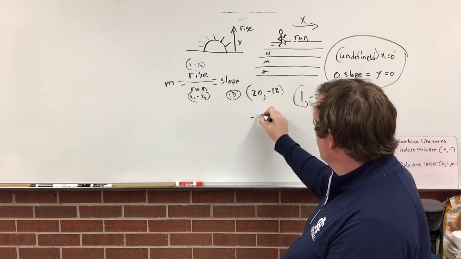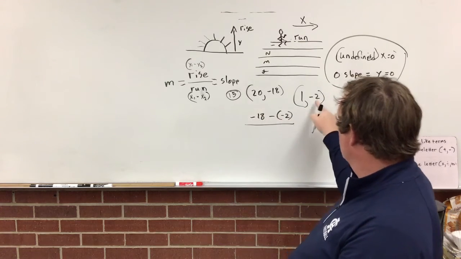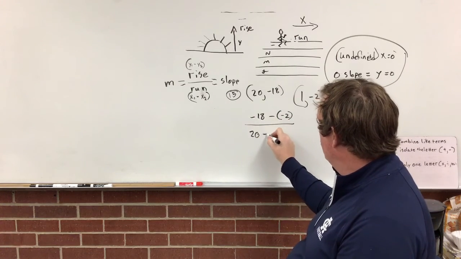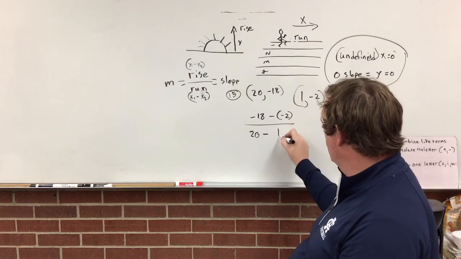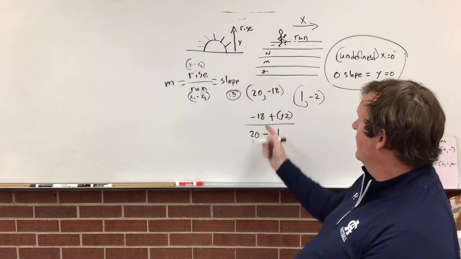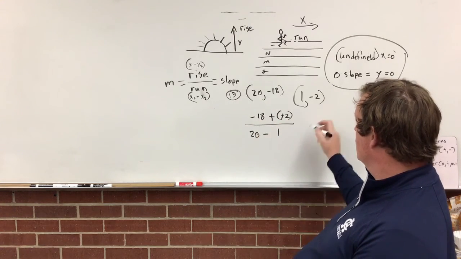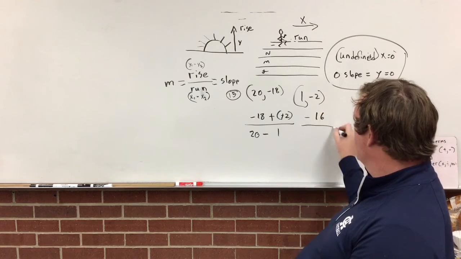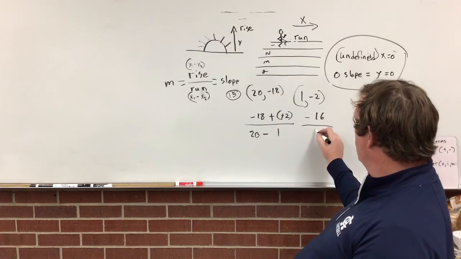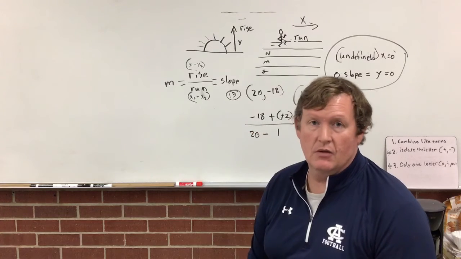Put the y's on top. So I got -18 minus, parenthesis, -2, because 2 is a negative. Next one, I go 20 minus, and that one didn't have a negative in front, so it's just 1. So add the opposite here. We got to change the sign. Since the signs are different, subtract and keep the sign of the larger number. 18 minus 2 is 16. And since -18 was larger, we keep the negative sign. 20 minus 1 is 19. There it is, -16 over 19.